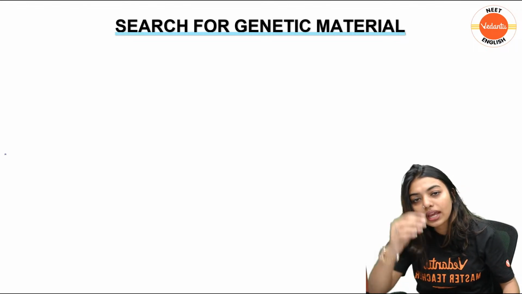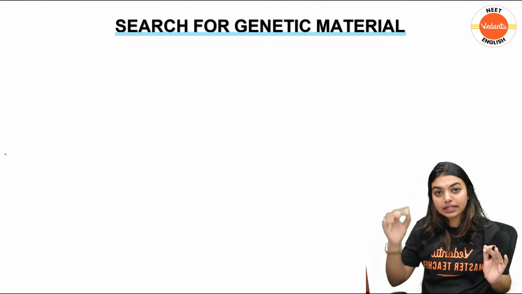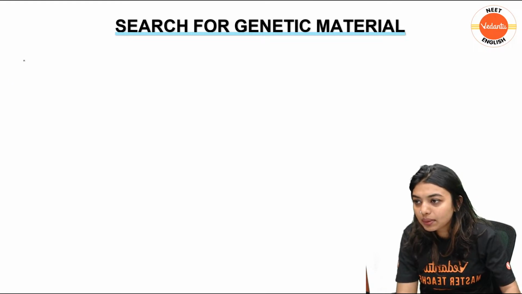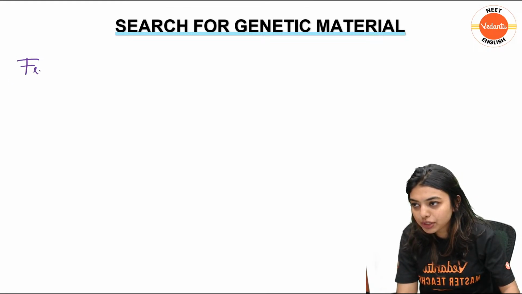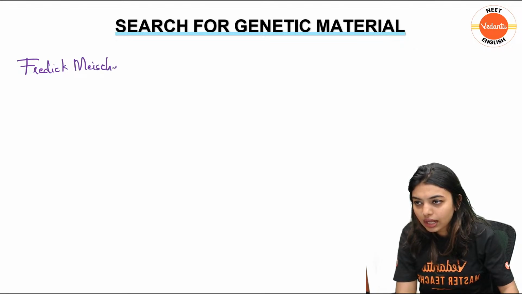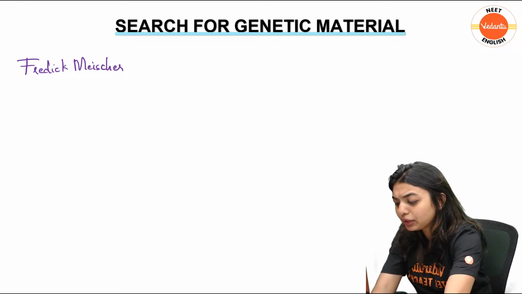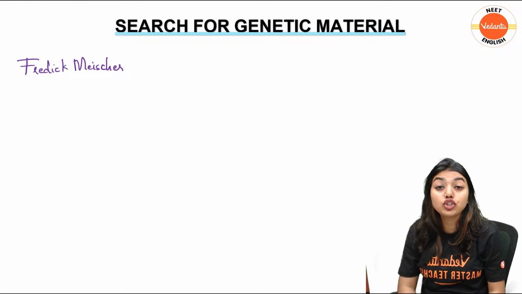Students, first, genetic material, in the sense DNA, was not found. First, there was a scientist called Friedrich Miescher. He was trying to find out something, and he happened to find something called nuclein.